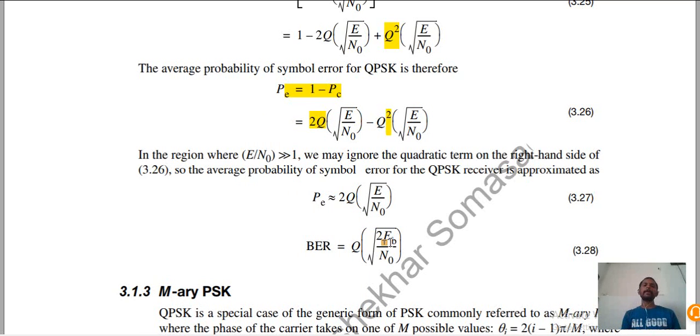And what will be the bit error rate? The bit error rate is the average of the symbol error, taking it divided by 4, and we will get Q of square root of 2Eb by N naught, as we have discussed, like P10, P01, and taking the average, that gives Q of square root of 2Eb by N naught.